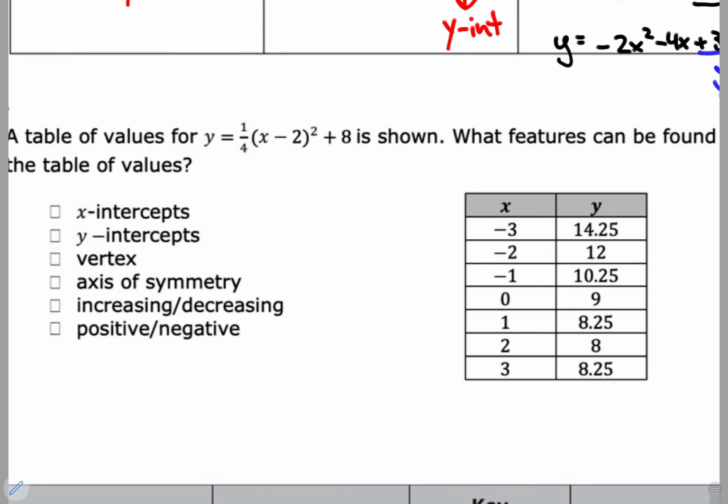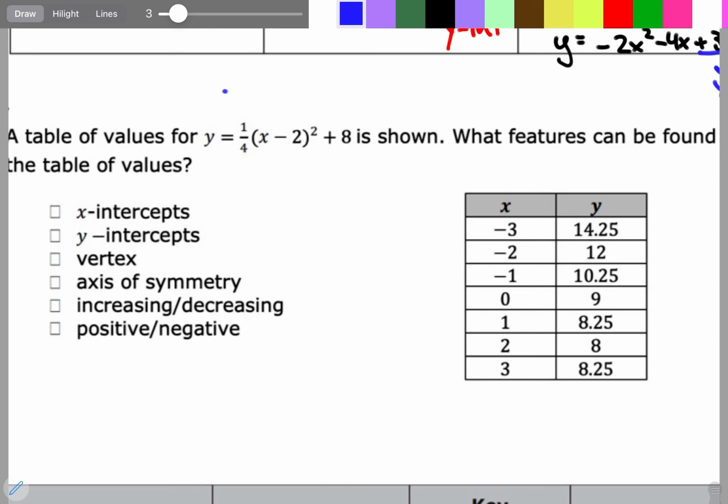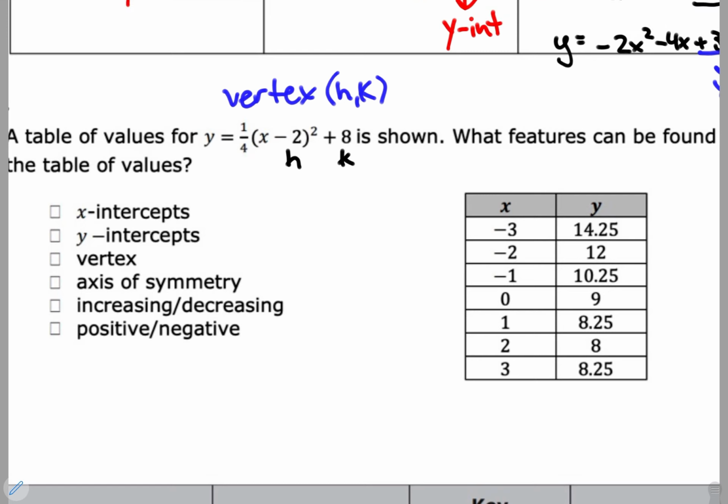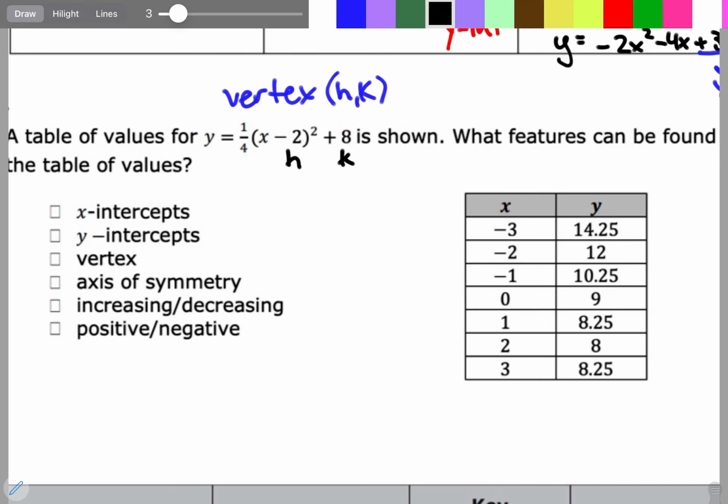Move on to number 2. Number 2, you got vertex form right here, which tells you h and k. And we can find h right here and k here. H is always telling a lie. K is always telling the truth. So we do have a vertex at (2, 8). Not negative 2, 8, but positive 2, 8.